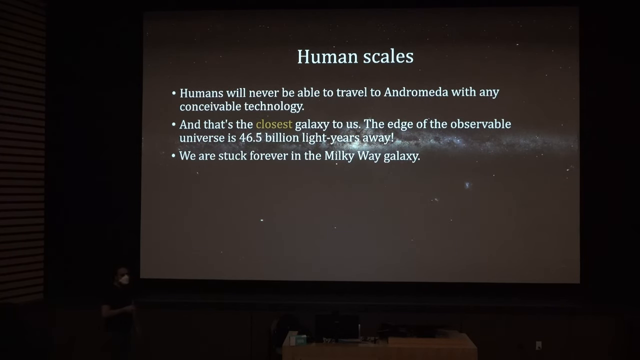So the conclusion is that as far as we know right now, and again, everything I say might change later, humans will never be able to travel to Andromeda with any conceivable technology. Basically, the only way they could travel to Andromeda is if they are just made immortal and they could live billions of years, or you can somehow put them in some kind of stasis for 2.5 million years while still having enough energy to sustain the trip for 2.5 million years. So, you know, it's kind of like science fiction territory.